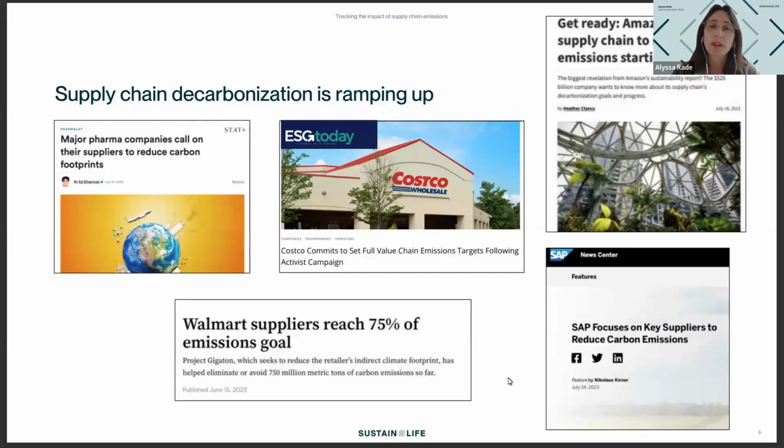And the expectations have really matured on the information that these companies are expecting their suppliers to deliver to them in a regular, repeatable, automated, and confident fashion.